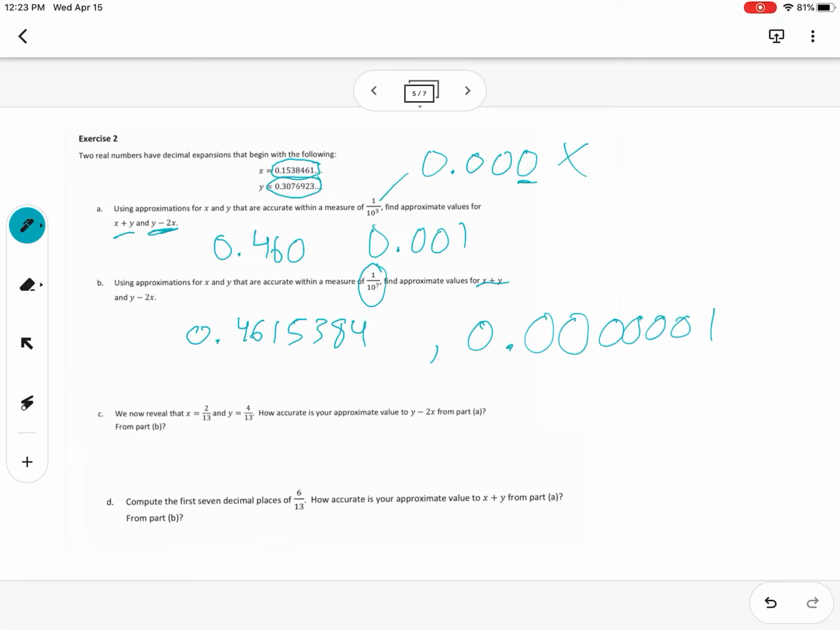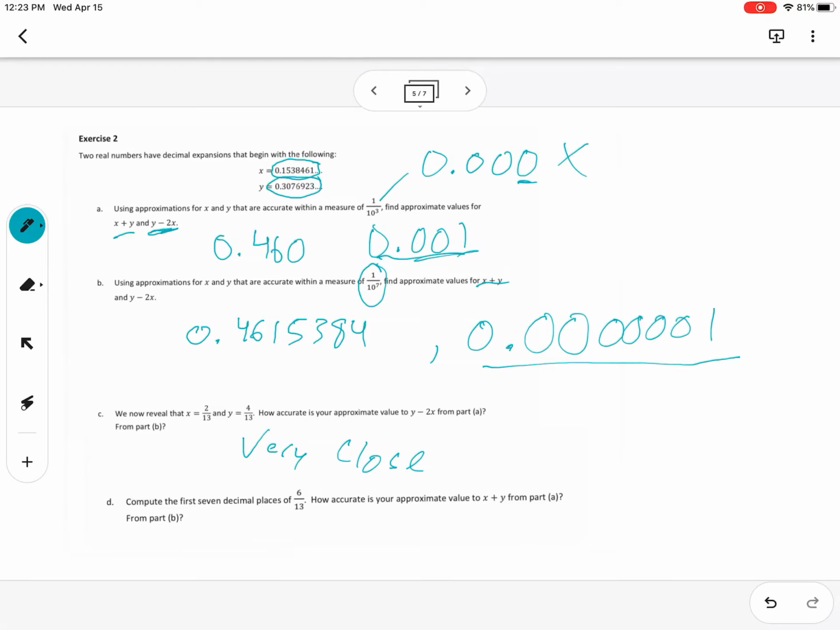Part C says we now reveal that x equaled 2 over 13, so that's what the fraction representation was. y equals 4 over 13. How accurate are your approximate values for y equals minus 2x from part A and part B? Looking at this, they're pretty close. This one is just a thousandth off, and this is a very small percentage that is off. They are very close to each other. They're very acceptable answers. That's how accurate it is.